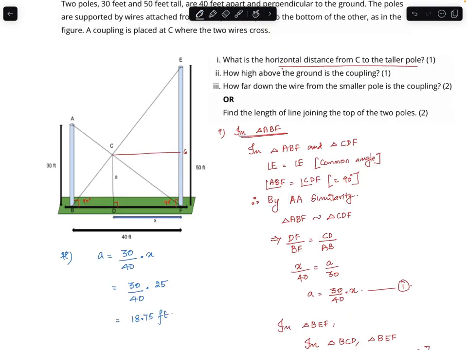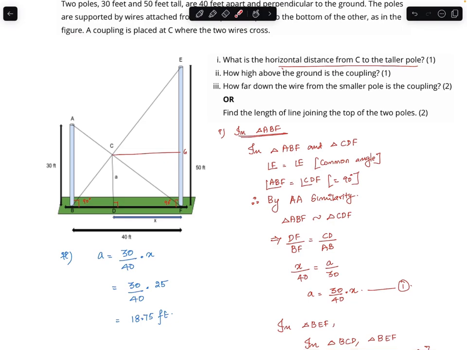Question 3. How far down the wire from the smaller pole is the coupling? The question refers to the line segment AC. So we have to calculate the value for AC. For solving this, let's observe this triangle ABF. In triangle ABF, we have AB and we have BF's measurement. This triangle is a right angle triangle. Applying the Pythagoras theorem, we can get the measurement of AF. And from AF, if we subtract this CF, we will get AC.